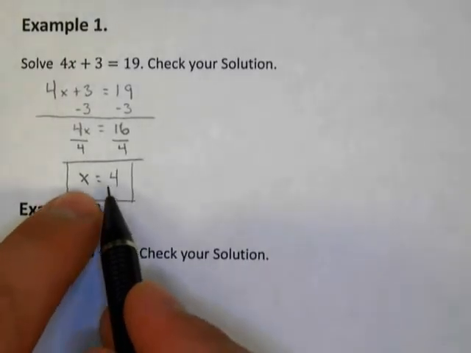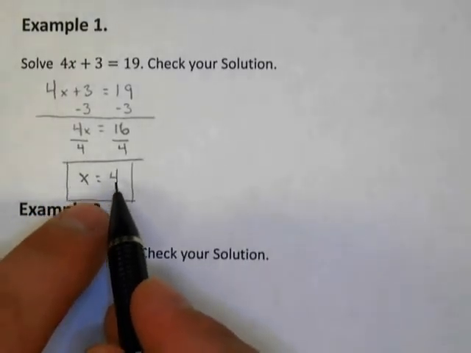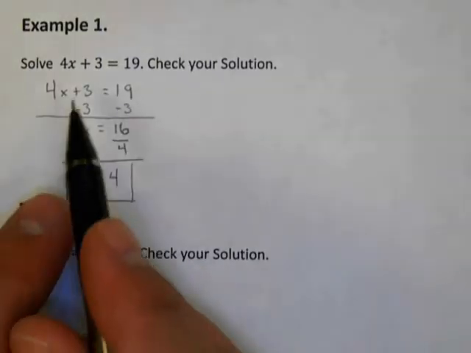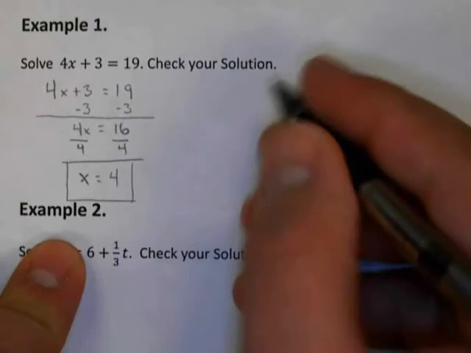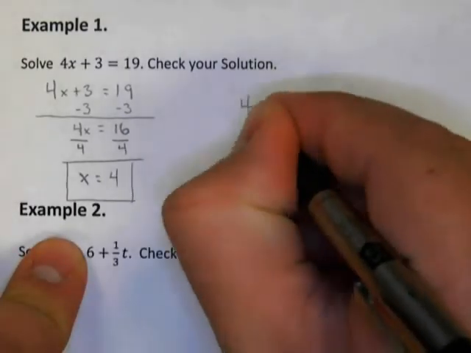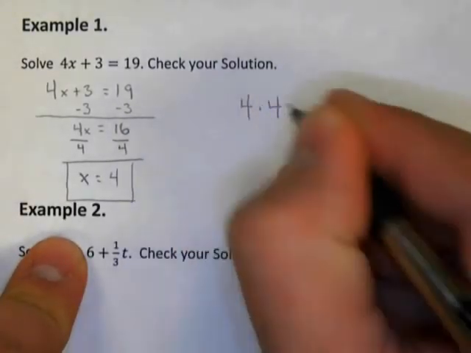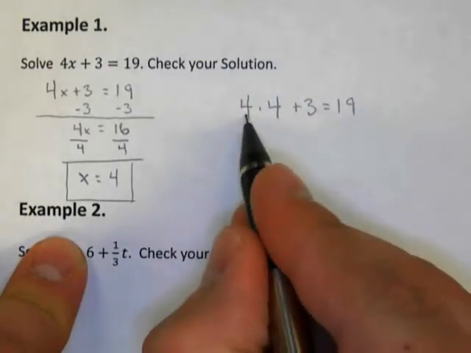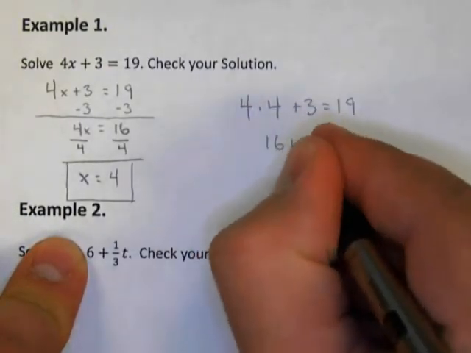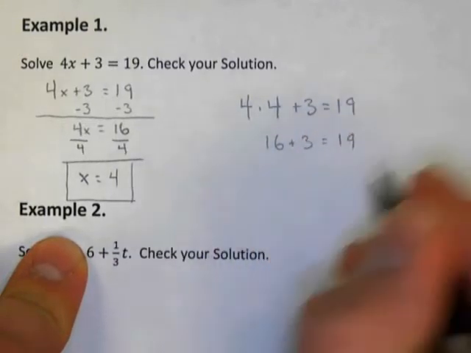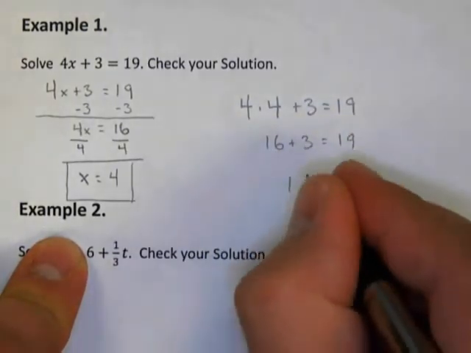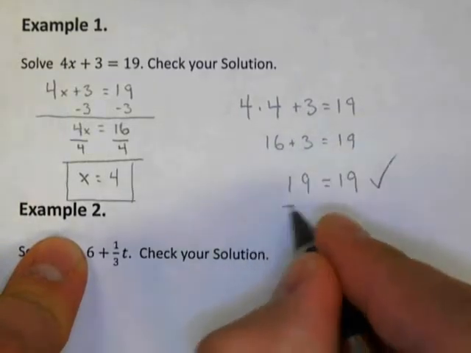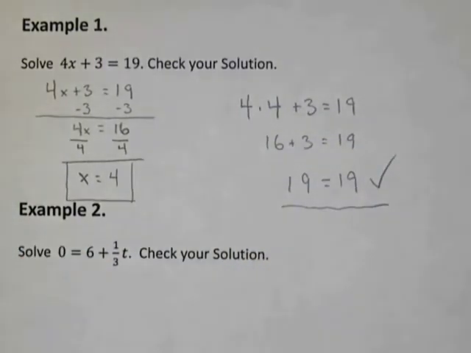Now we have to check our solution. We use what we know about x being 4, and we plug that back into our original equation up here. So let's check it over here. If we do 4 times 4 plus 3 equals 19, we see that 4 times 4 is 16 plus 3 equals 19, and 16 plus 3 is 19, so 19 equals 19. That checks out. We're happy because of that.